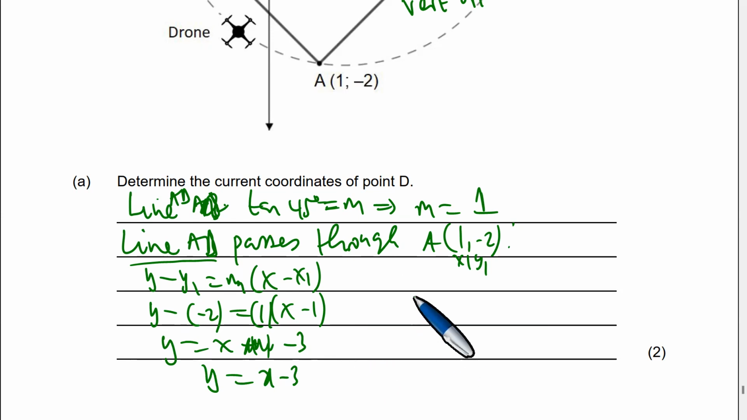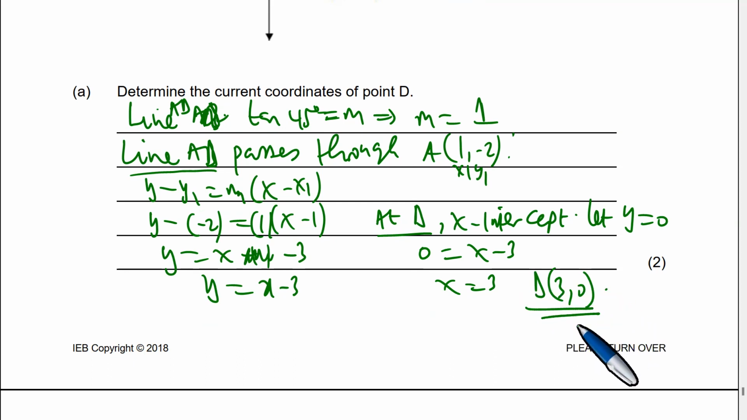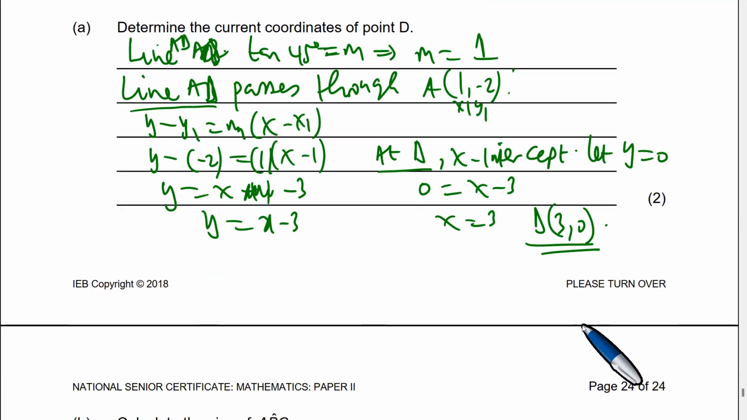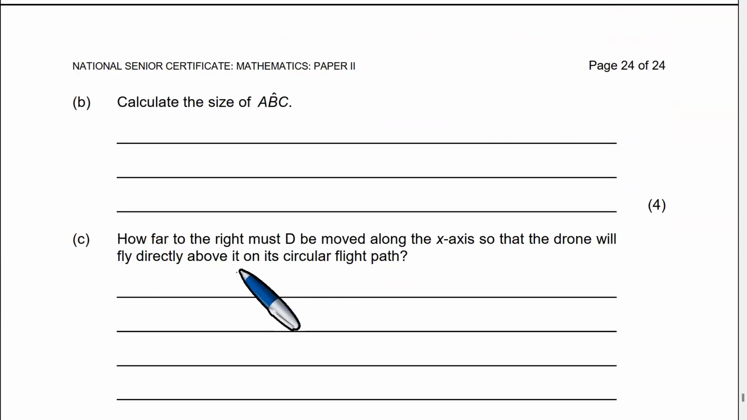What are the coordinates of D? To find the coordinates of D, at D you have the x-intercept, so you let y be 0. If y is 0, then 0 is x minus 3, which means x is 3. The coordinates of D are x is 3 and y is 0. We're supposed to determine the current coordinates of D, and they're 3 and 0.